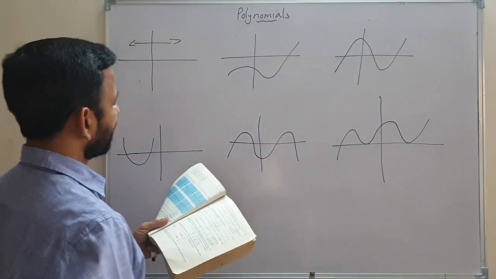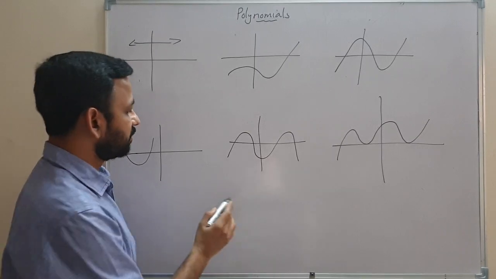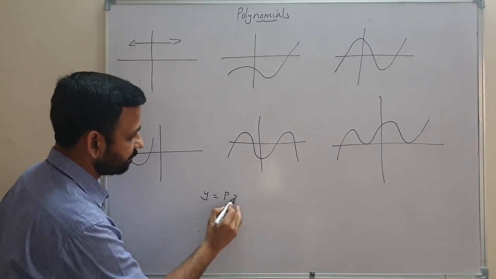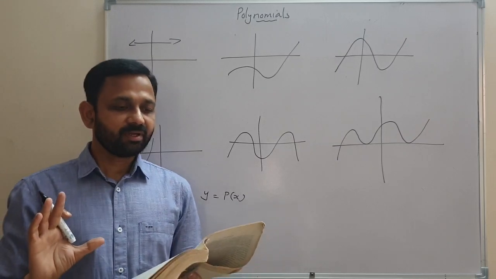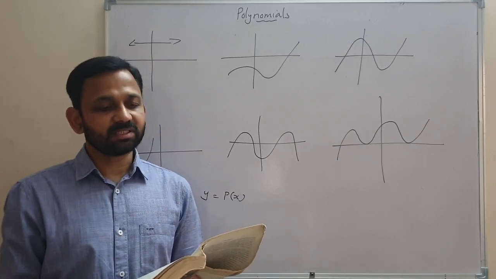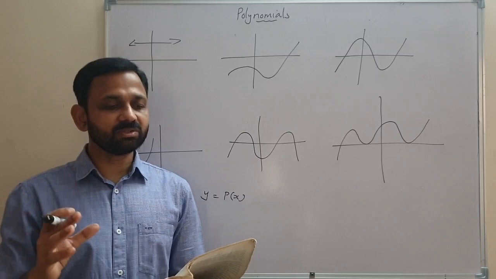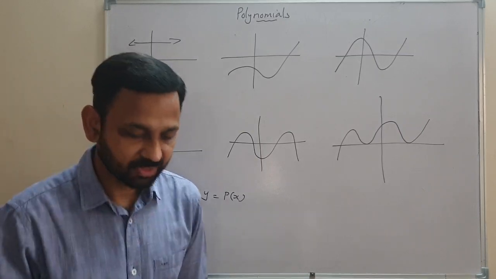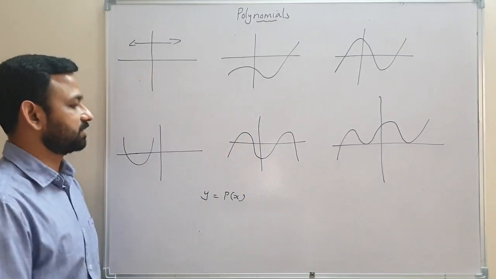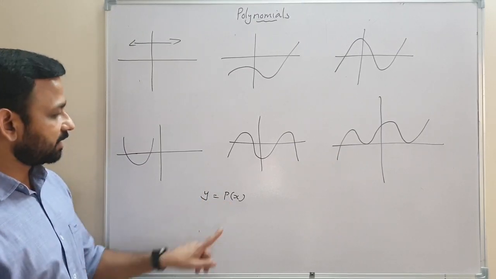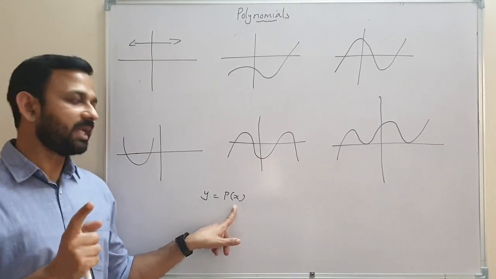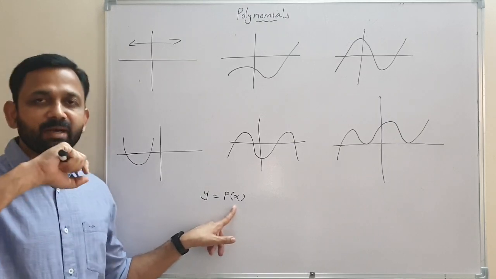So here our question is: the graph y is equal to p(x). The graphs y is equal to p(x) are given below. For some polynomials p(x), find the number of zeros of p(x) in each case. So we need to find the number of zeros in each case. Y is equal to p(x), so the variable is x, and we need to find the number of zeros.